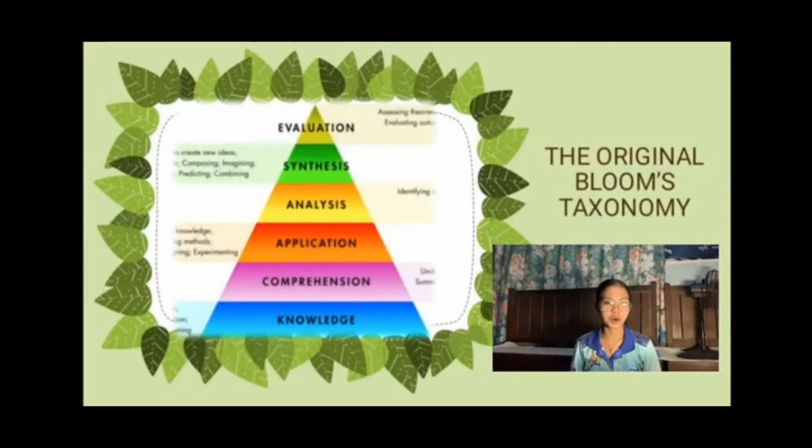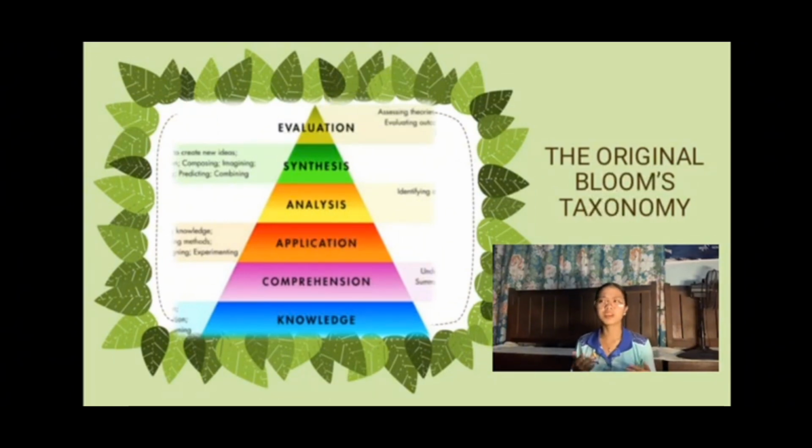So, hi everyone, I am Princess Izzy Bumaget, and this time let's talk about the original Bloom's Taxonomy. So, the original Bloom's Taxonomy has 3 domains, which are the cognitive domain, affective domain, and psychomotor domain.